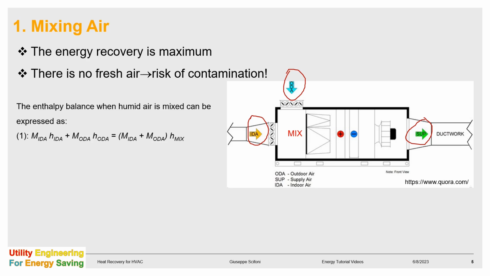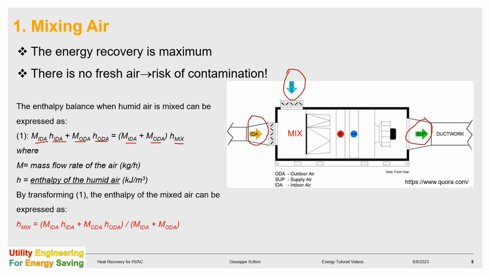The enthalpy balance when 2 streams of humid air are mixed together can be written as per equation number 1, where the subscript IDA stays for indoor air and the ODA for outdoor air, while mix is the mixture. By solving the equation for the enthalpy of the mixed air, we find the expression in red.